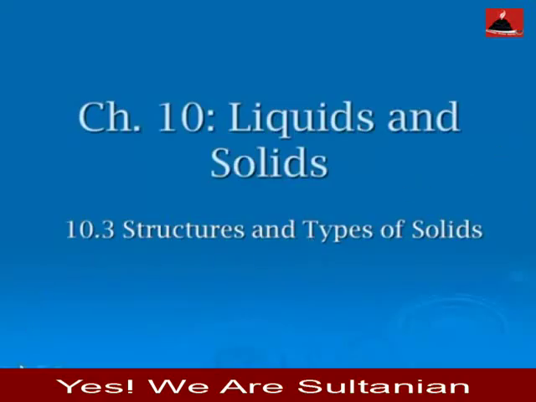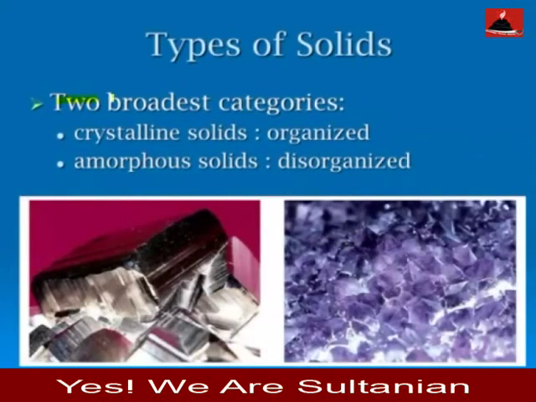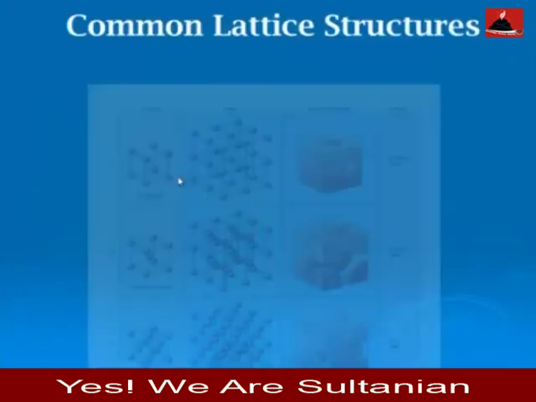All right, today we are going to talk about the structures and types of solids and kind of tie together what these different types of bonding mean. Now there's two big broad categories. You have crystalline solids that are very organized, and amorphous solids that are very disorganized.